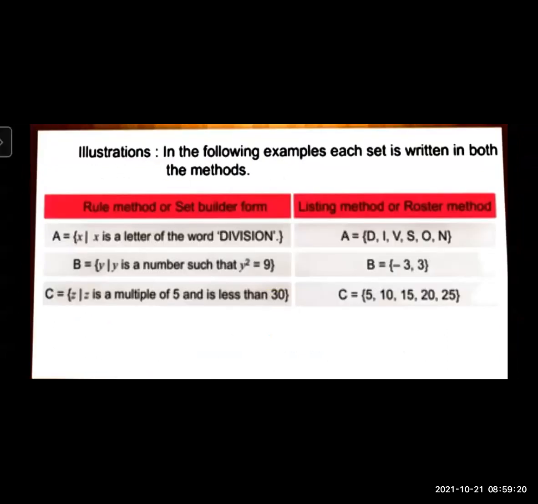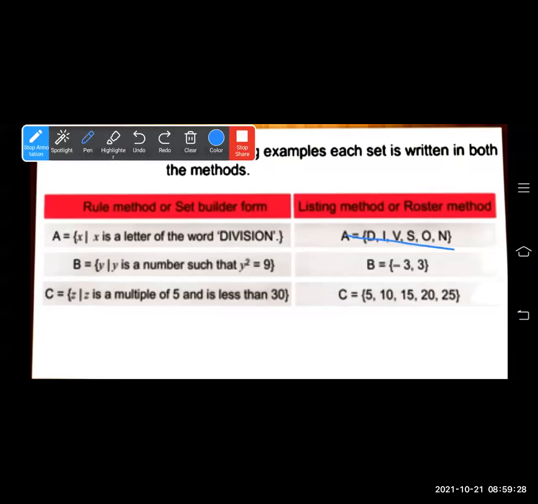We have seen some examples on page number 3. The letters of the word DIVISION can be written as D, I, V, S, O, N separated by commas. All should start with a curly bracket and close with a closing bracket, and be separated by commas: D, I, V, S, O, N. This way you have to write this set in listing method or roster method. These are two names of the set.